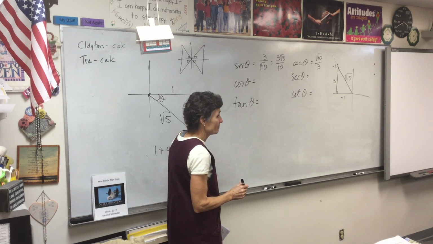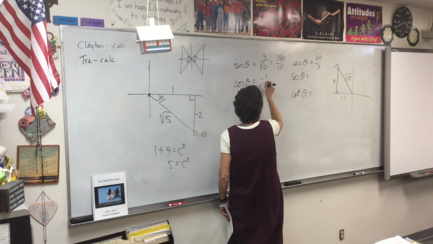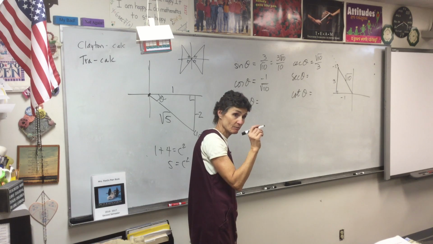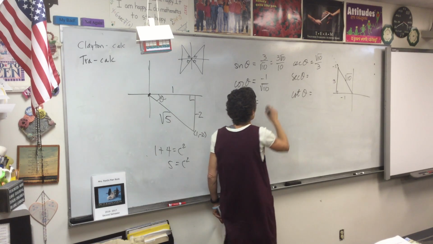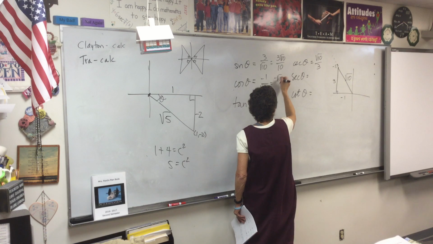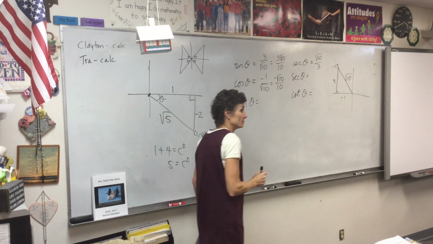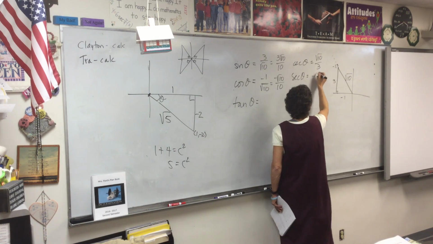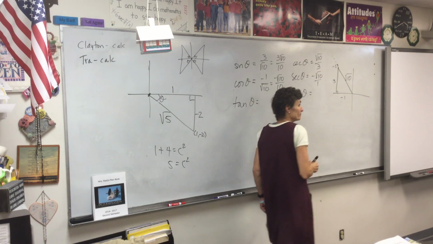What's our cosine? Negative 1 over root 10. Everybody understand why it's negative now? Because that's negative 1 over root 10, or negative root 10 over 10, which means my secant is negative root 10 over 1.